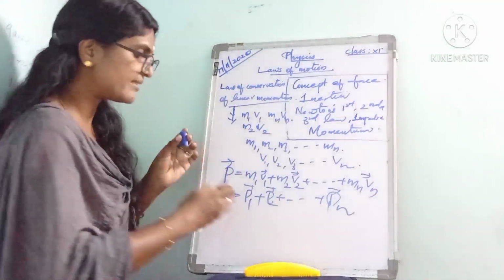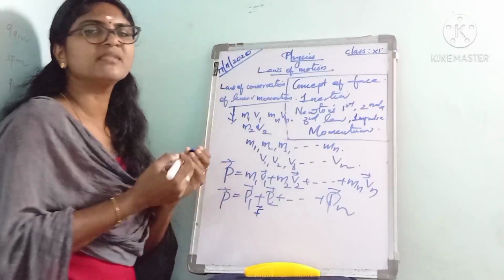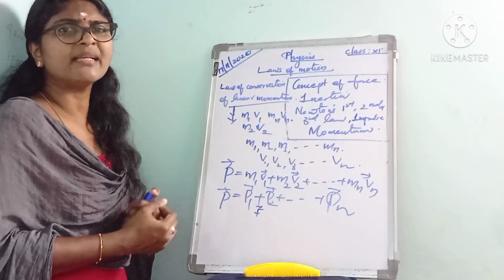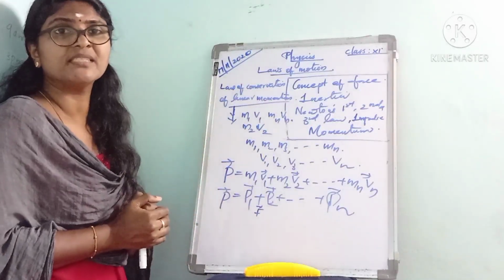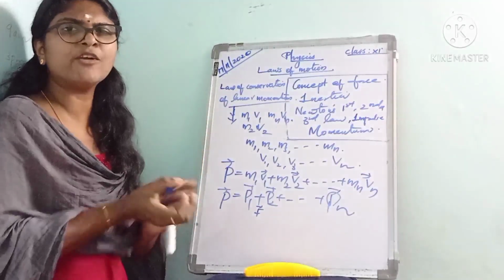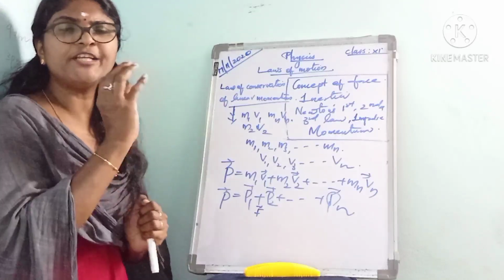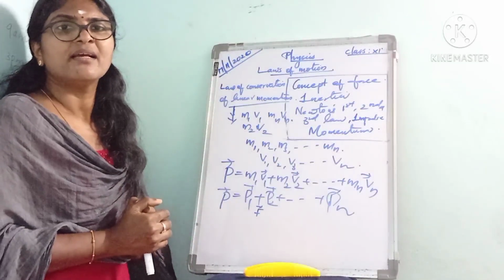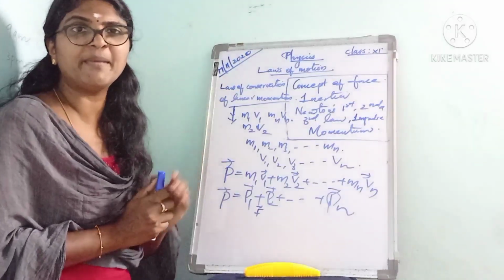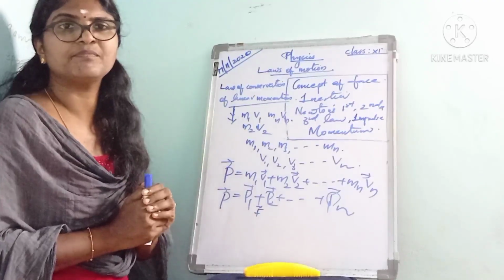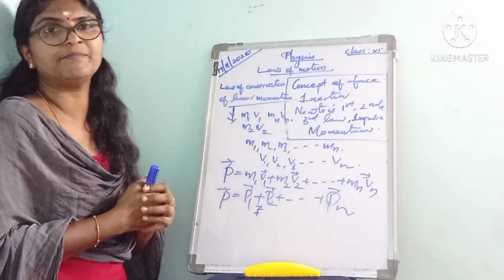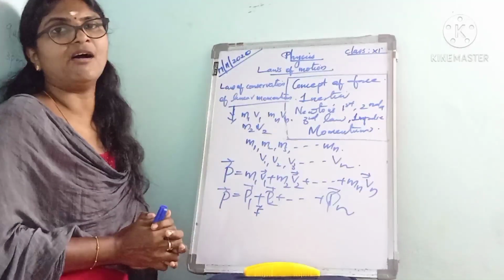If F is the external force acting on the system, then by Newton's second law, the rate of change of momentum is proportional to the unbalanced force. I think you already learned this in 9th standard. According to Newton's second law of motion, the rate of change of momentum, that is change of momentum with time, is proportional to the force.